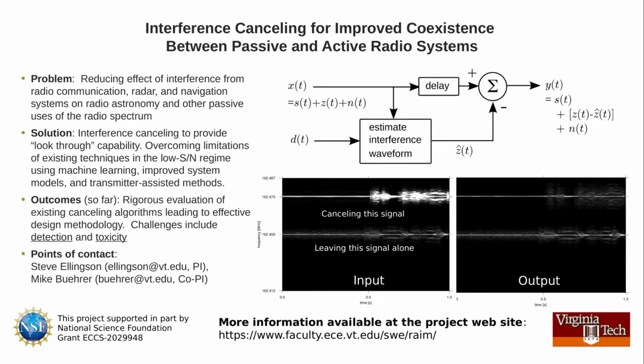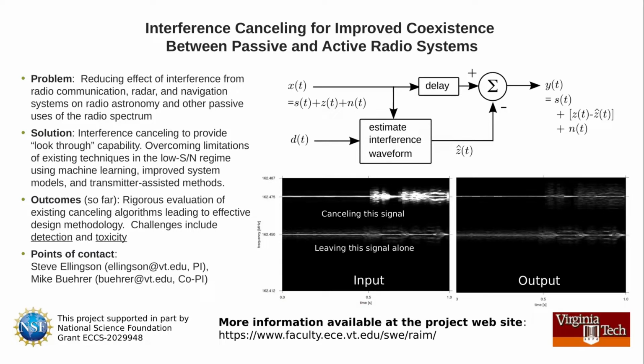This is a brief introduction to our research project called Interference Canceling for Improved Coexistence Between Passive and Active Radio Systems. The problem being addressed in this research is interference to radio astronomy and other passive uses of the radio spectrum by wireless communication systems, radar, navigation systems, and other active uses of the radio spectrum.